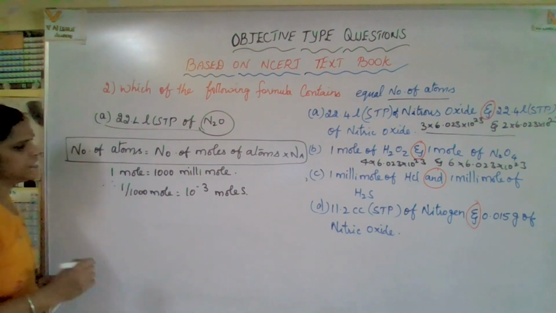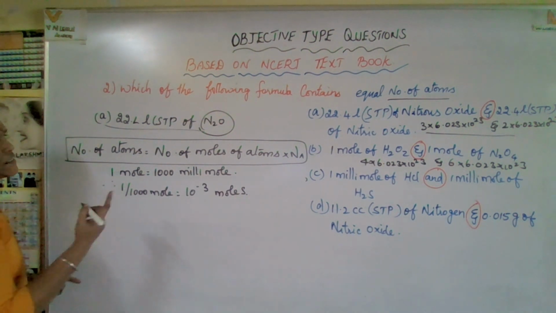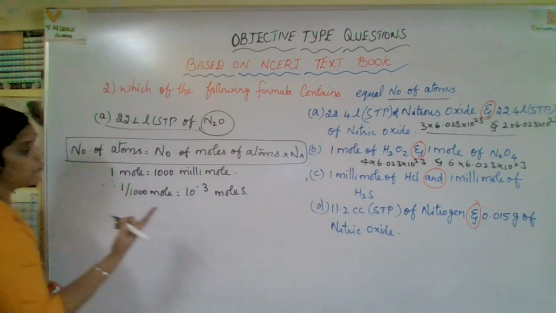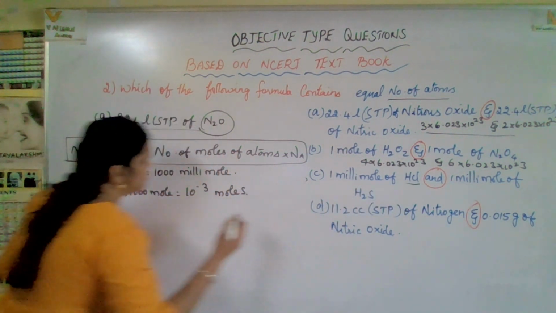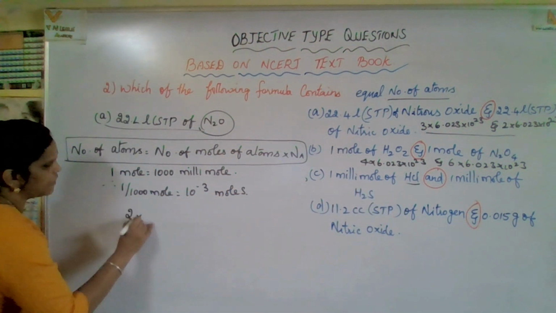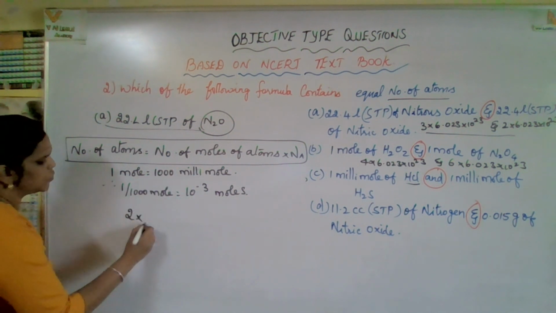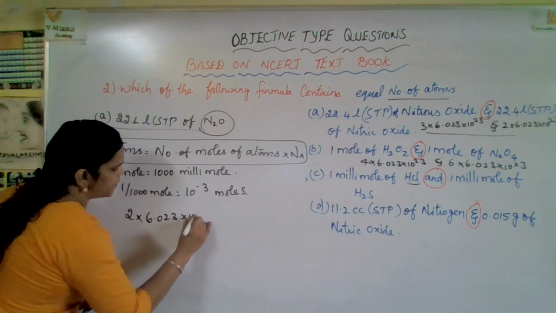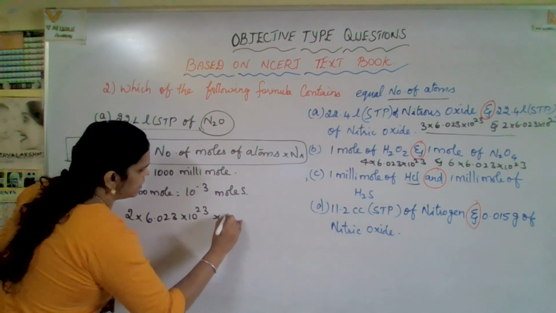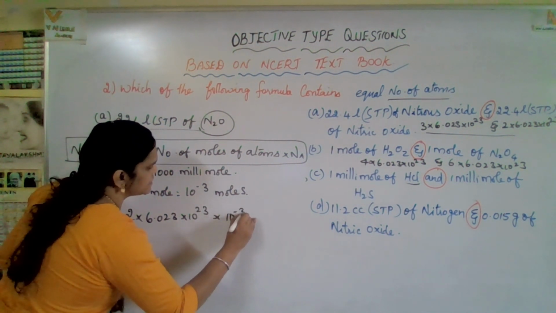Okay, now let us identify, that is third one, HCl, 1 millimole of HCl. So how many atoms are available? 2 atoms. So 2 into Avogadro number, no. So 2 into 6.023 into 10 to the power of 23 into 10 to the power of minus 3.